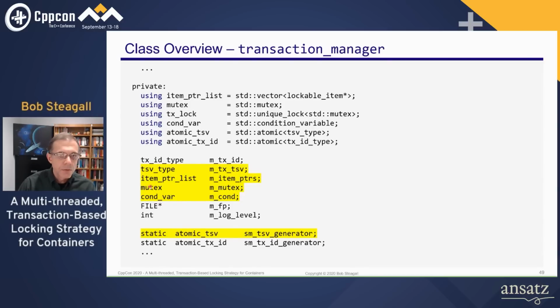I have a mutex, which I mentioned before, I will use for locking, and a condition variable that I'll use for waking threads that are waiting for a transaction to complete. And finally, I've defined an atomic TSV. It's an atomic unsigned 64-bit integer. And here I've defined a static member, which is the generator. This is, in effect, the authoritative universal source of new transaction timestamp values.